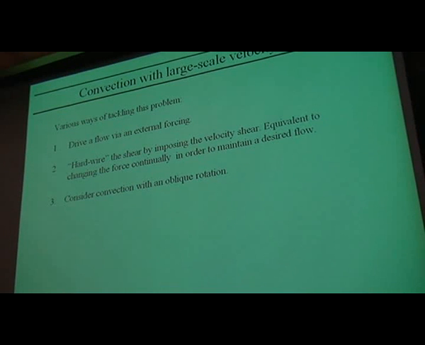And there's various things one can do. You can drive the shear. You can hardwire the shear by just going into your equation and plunking in the velocity, which is probably the most artificial of the three. Or you can tilt your convection, which will also drive a shear. So we've looked at number one, because they all have pluses and minuses. But with this one, yeah, you have to introduce an external force, but you've got some kind of measure of what you're doing. You can vary it.